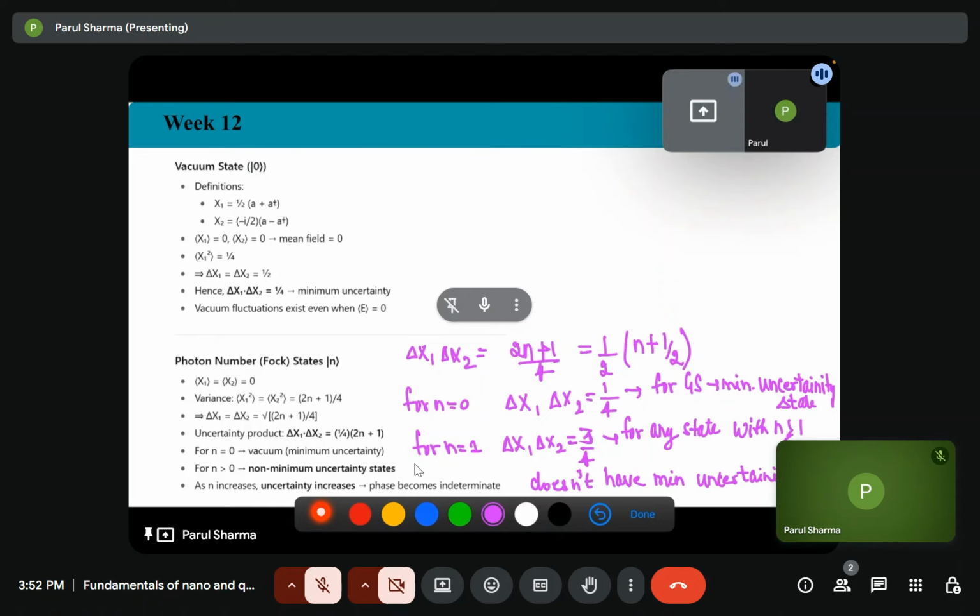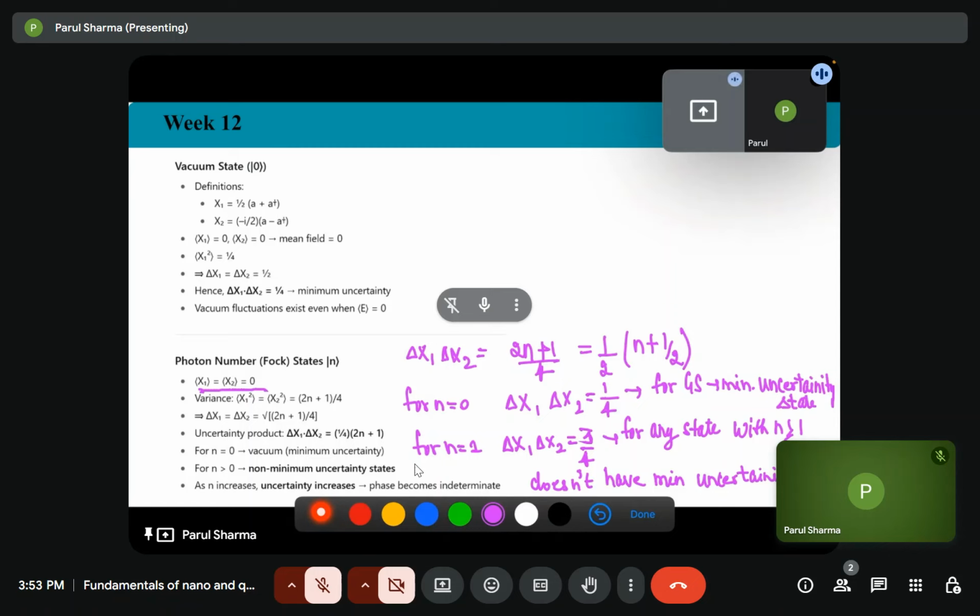So what is the conclusion? The expectation value of x1 is 0 and for x2 it is also 0 for the number state. The variance is (2n plus 1) by 4, and delta x1 is under root of (2n plus 1) by 4. So the uncertainty product is (2n plus 1) by 4.